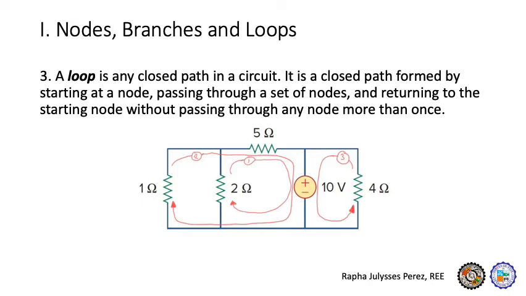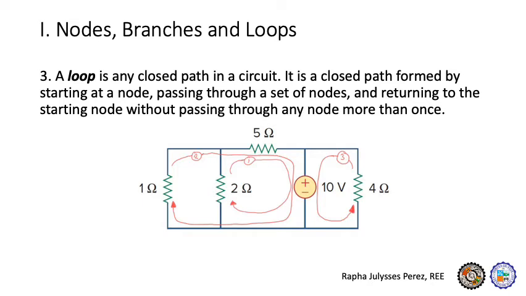Once you determine the number of loops, I think it is helpful that you would set the voltage source or the voltage sources as the reference point for the loops. So in this example, once again, I'm showing you that there are three loops that you can obtain.